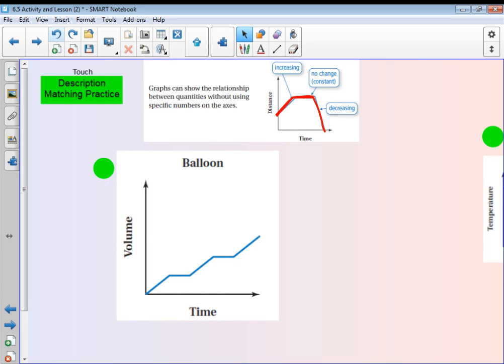So here we have a balloon scenario, and if we were to actually describe this scenario, we want to start off with explaining what's happening in each of these stages. It's kind of like wherever there's a point where two lines meet, that's where you're going to explain. So here it looks like it's increasing at a constant rate.